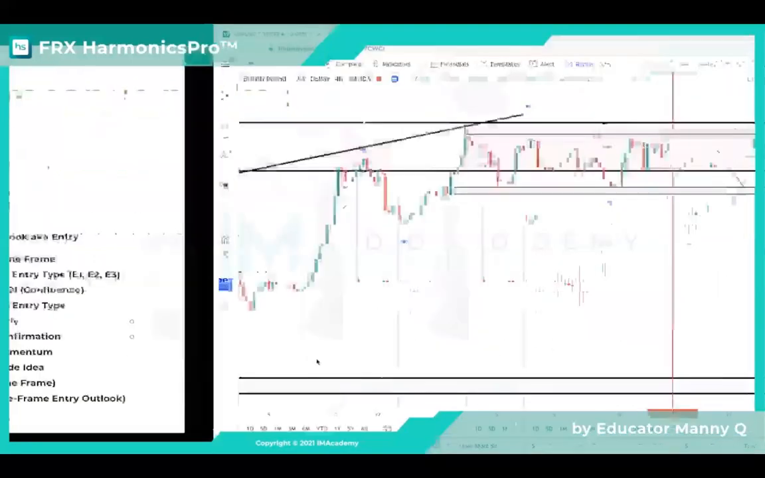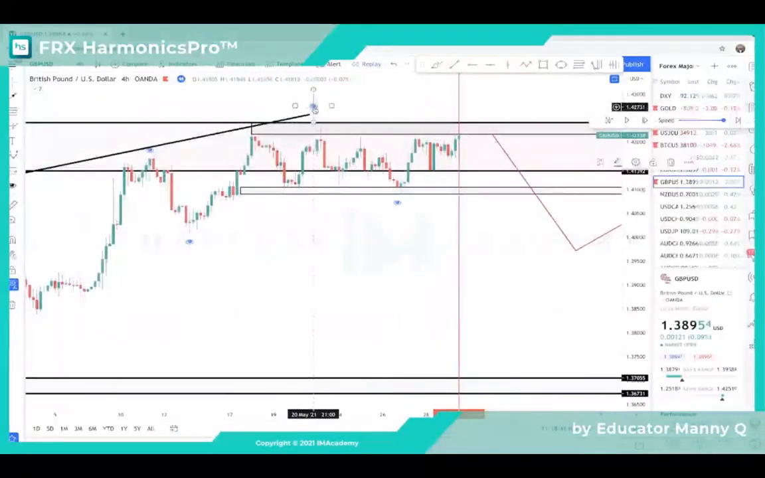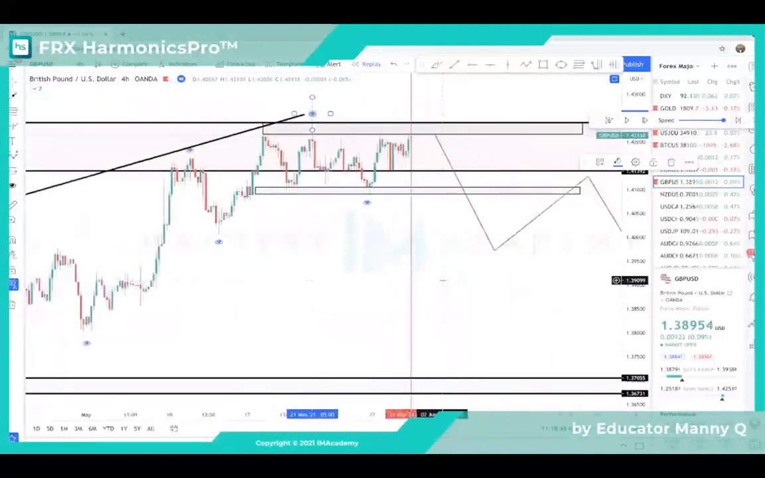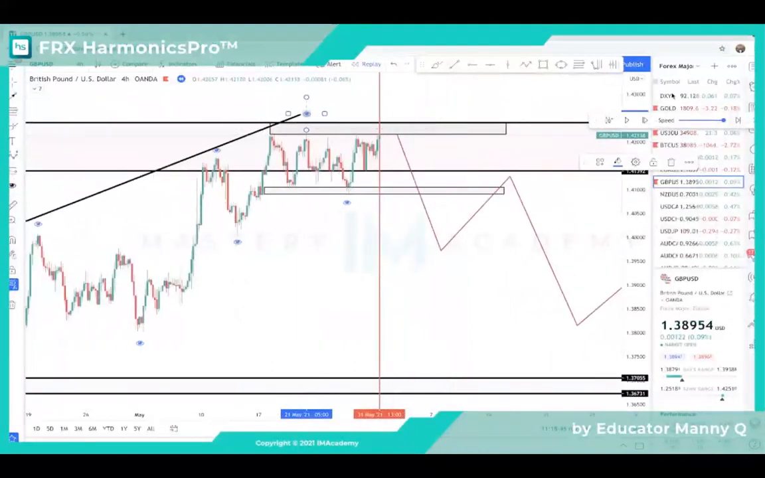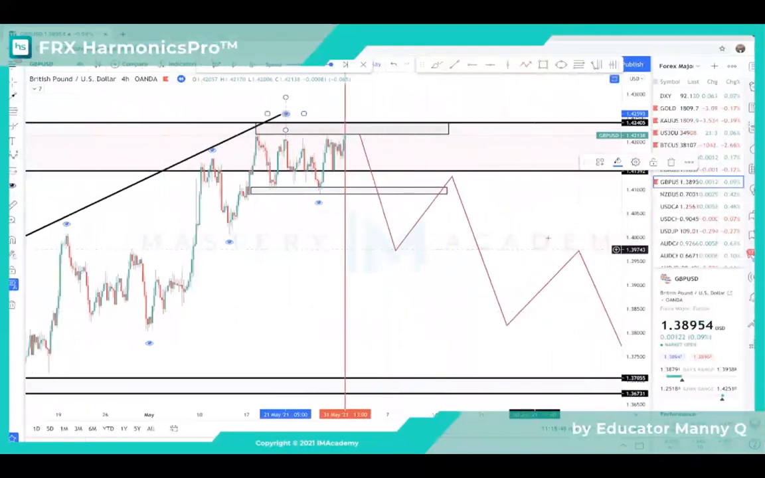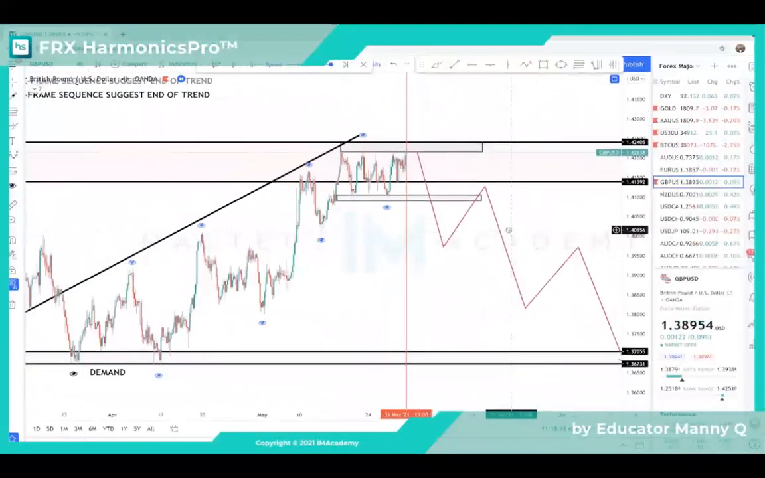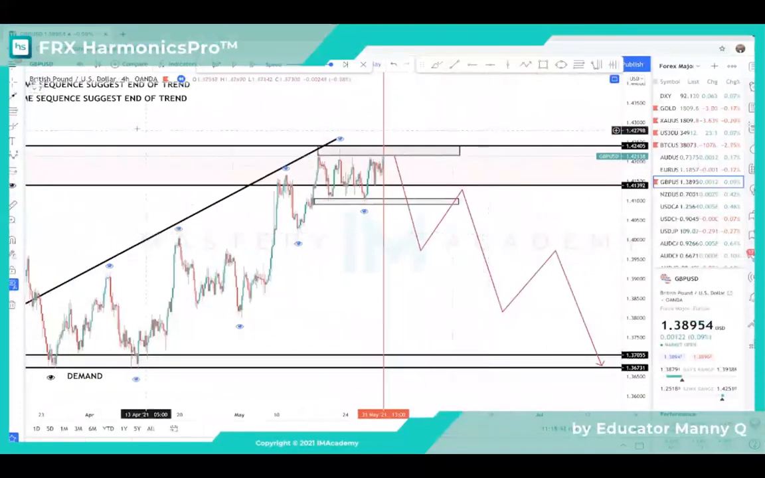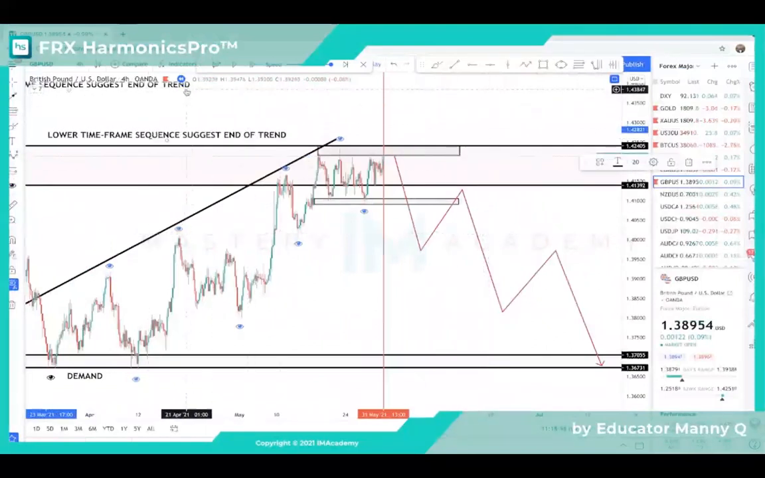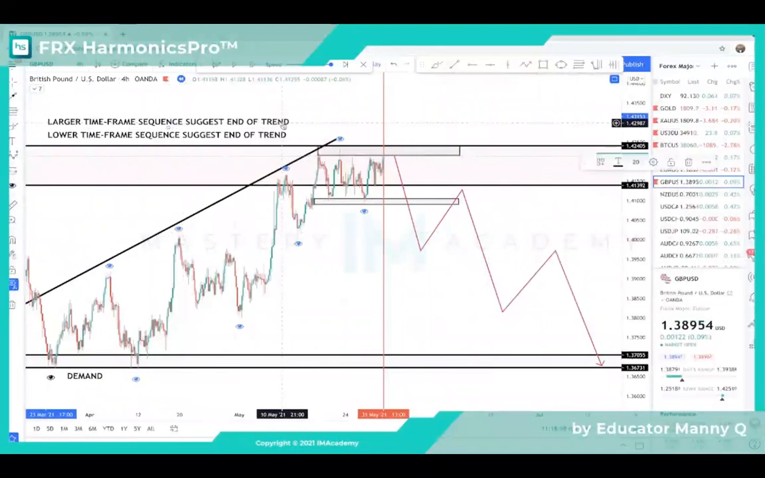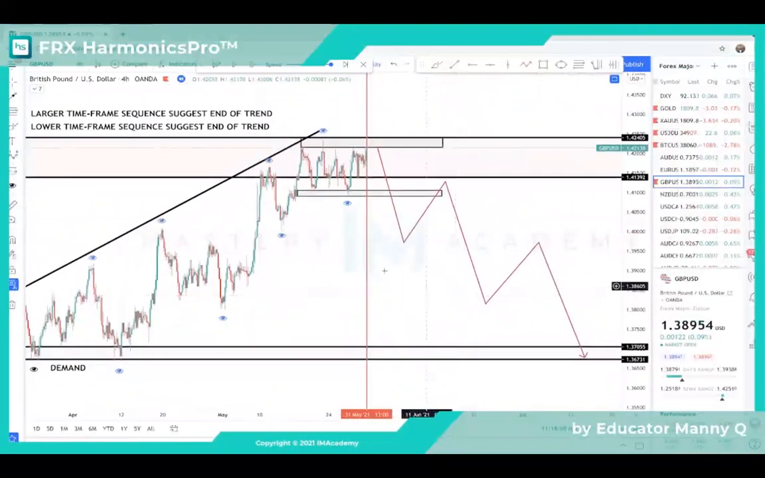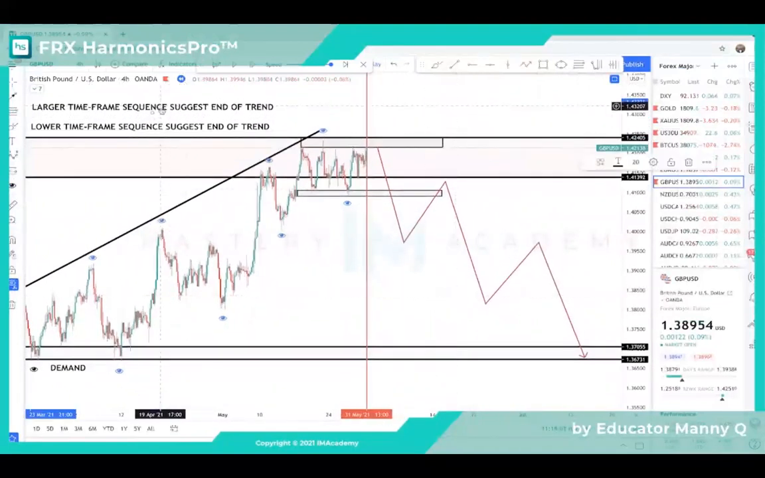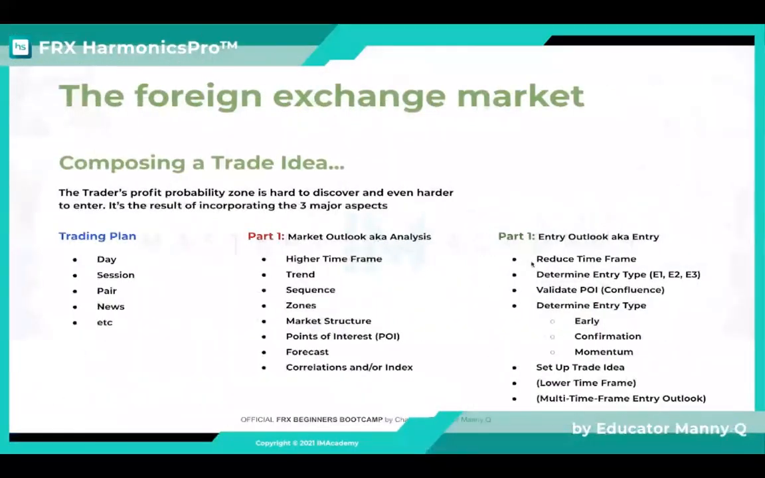All right. So now I have my POIs. I have my points of interest. Okay. I have my forecast now where I feel like GBP can go ahead and come. Let's bring this back over here. Okay, I have my whole entire trading zone. I have everything that I need. And now it's time to jump into our entry outlook.